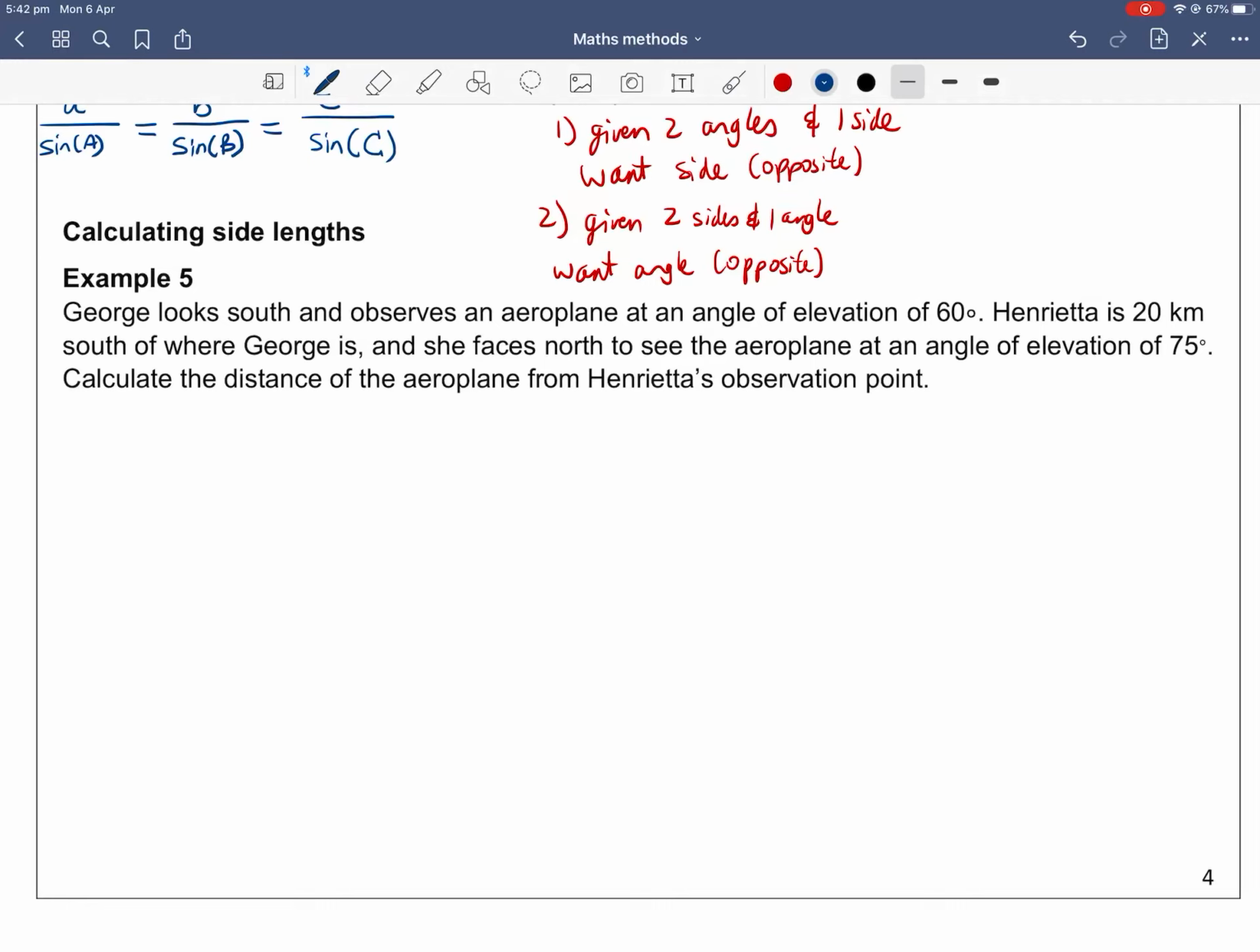So let's look at example 5. It says George looks south and observes an aeroplane at an angle of elevation of 60 degrees. Henrietta is 20 kilometers south of where George is, and she faces north to see the aeroplane at an angle of elevation of 75 degrees. Calculate the distance of the aeroplane from Henrietta's observation point.